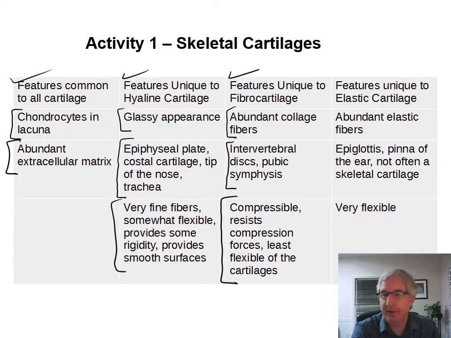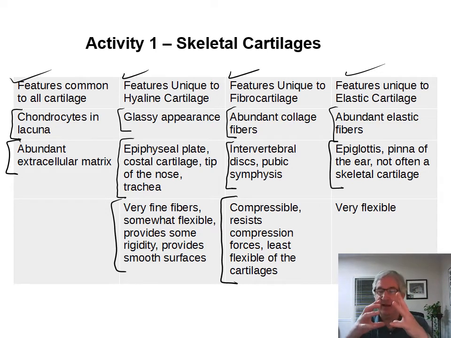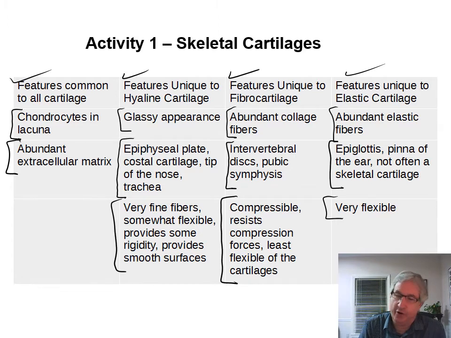Then, just to remind you about elastic cartilage, this is not really found in the skeleton. You have abundant elastic fibers. Places you find this are the epiglottis, the pinna of the ear, so you can flip your ear and it goes right back to where it was, and the aorta. So it's something that needs to flex and then go back to its shape. It's rarely a skeletal cartilage. It's very flexible. So the ones you have in the skeleton are generally the tougher ones: the fibrocartilage and the hyaline cartilage are the tougher ones that are less flexible. All right, next slide.